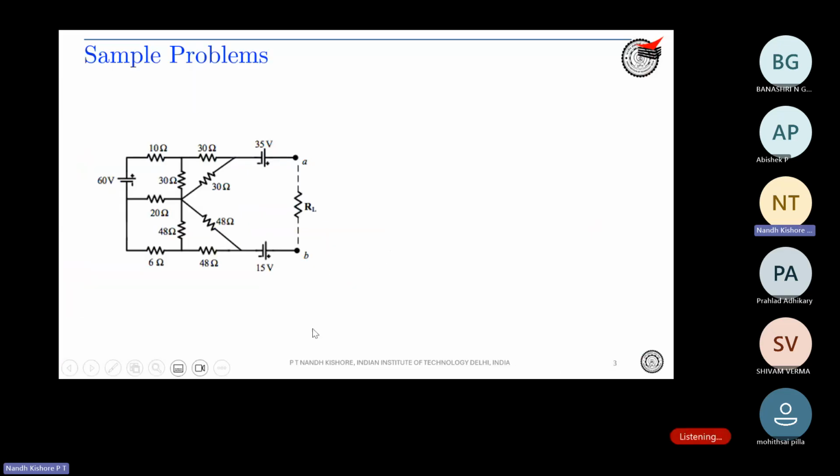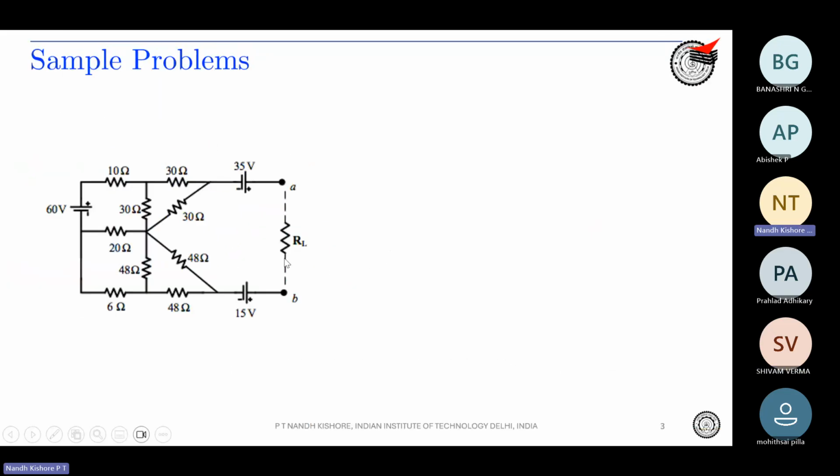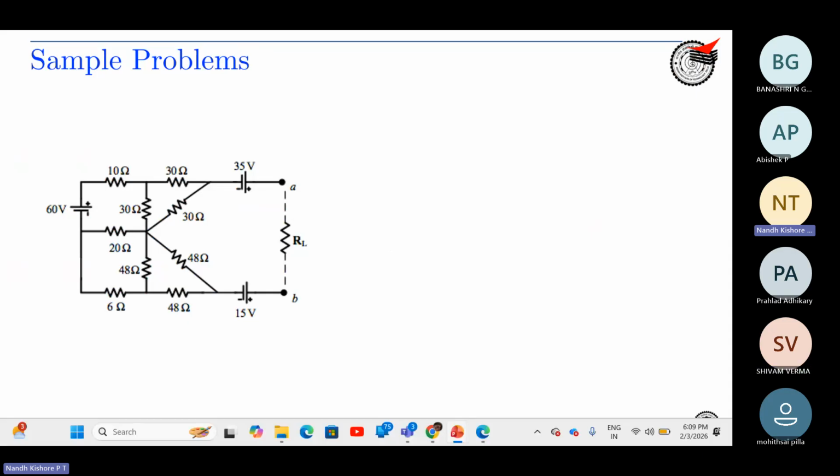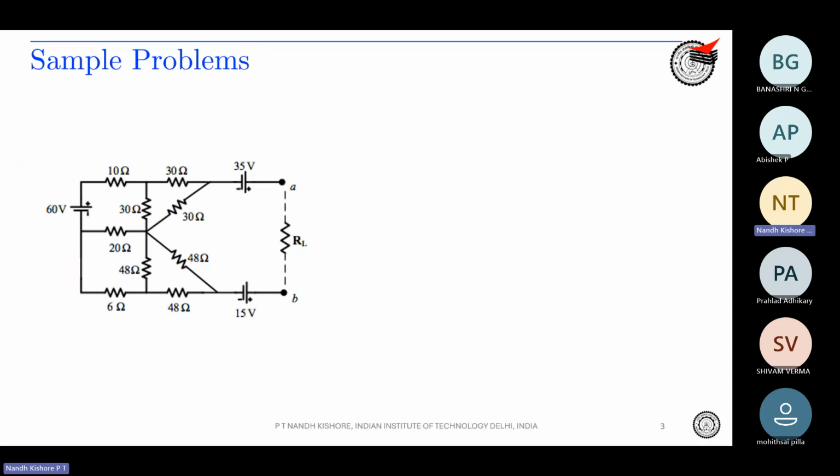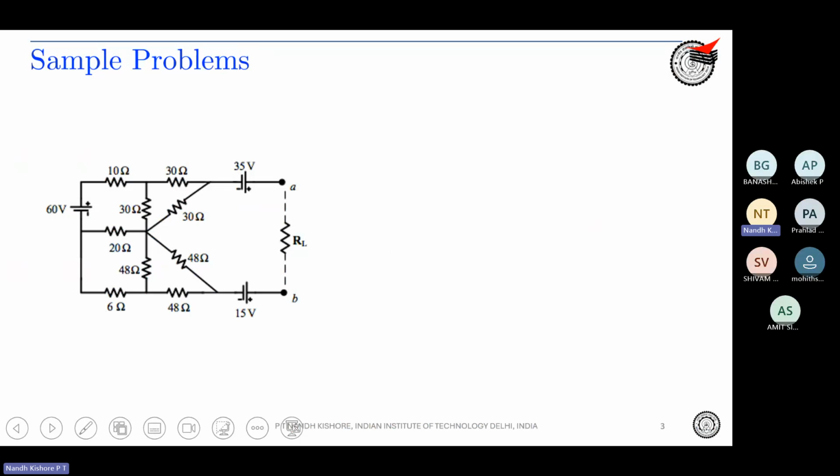So as we were saying, we have to find out the Thevenin resistance. To find the Thevenin resistance, what do we do? First, we have to disable the independent sources. To disable the independent sources, we have to short the voltage sources and open up the current source. So of course, this will be shorted, this will also be shorted, and this will also be shorted.